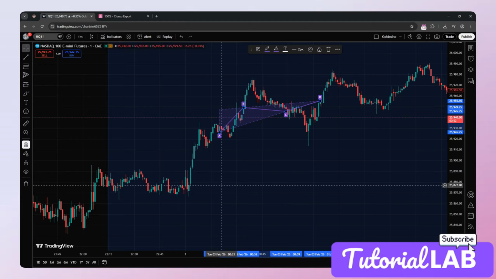To confirm a breakout, check volume. A strong breakout usually comes with higher than normal trading volume. We can also use indicators like RSI or MA for extra confirmation.